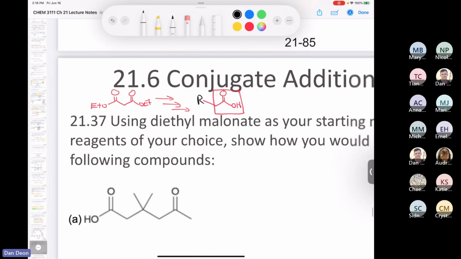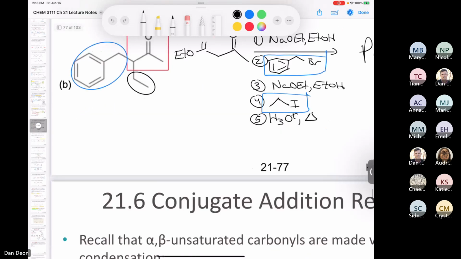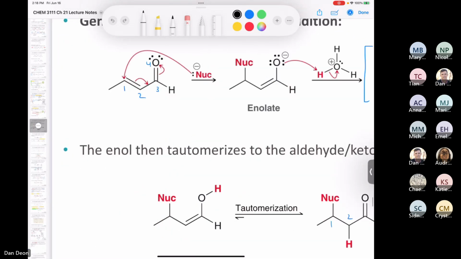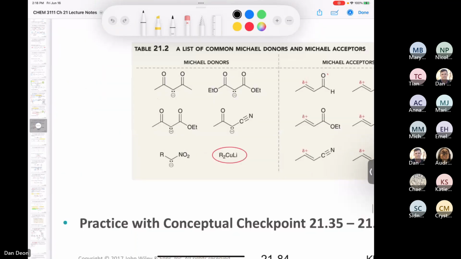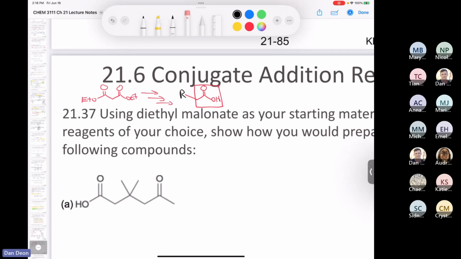And so if we look at this molecule that they want us to make, we know that this, let me use my red pen. We know that this part of the molecule is coming from the diethylmalonate, right? That part's coming from the diethylmalonate. And so what we need to do is we need to add this part here, okay?